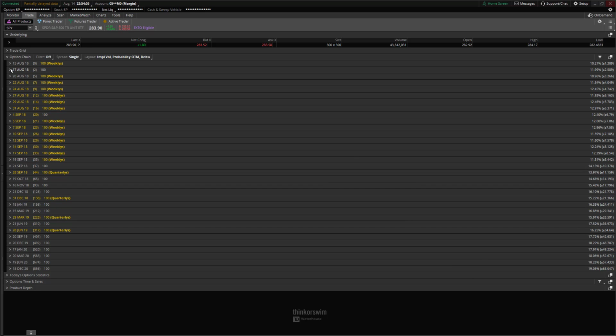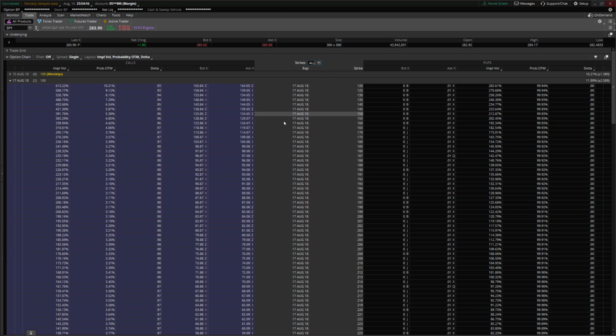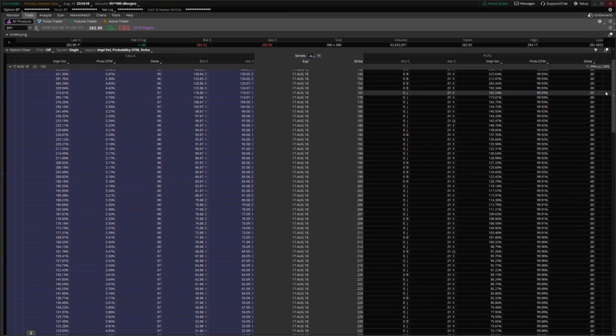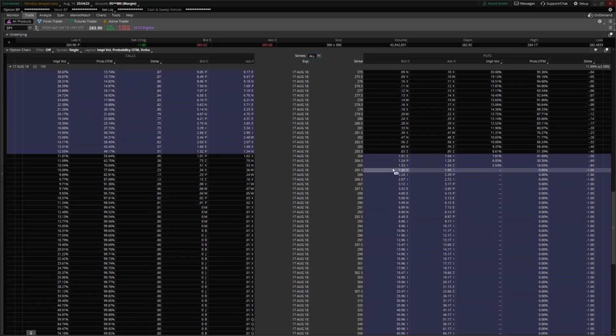So we want the options that expire very short term, because this is a short term pattern working. I would say we're going to be looking at the 17th of August expiration date, so this coming Friday here. And okay, so at the money is roughly around 284 currently. So for this kind of play, I'd be potentially looking to buy the 284s and sell the 280s.